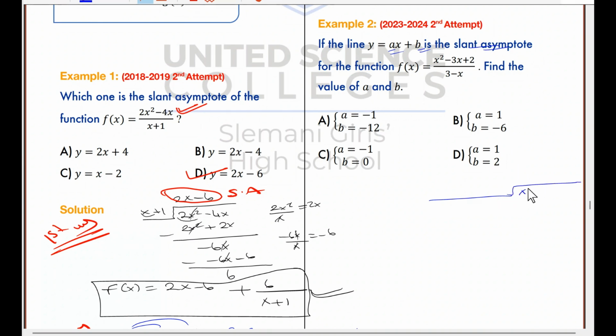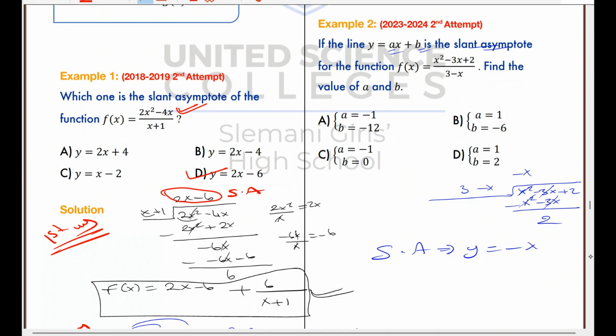Top is x squared minus 3x plus 2. Bottom is 3 minus x. Divide the leading term of the numerator by the leading term of the denominator. It's going to be negative x. Multiply negative x by the divisor: negative x by 3, negative 3x; negative x by negative x, positive x squared. Subtract. x squared minus x squared is 0. Negative 3x minus negative 3x is 0. 2 will come down. So our slant asymptote is y equals negative x.